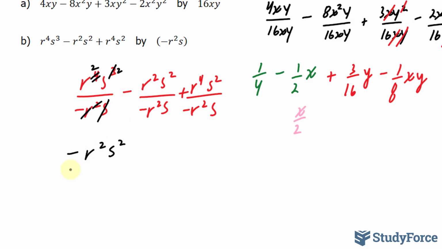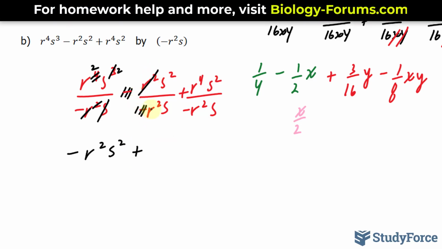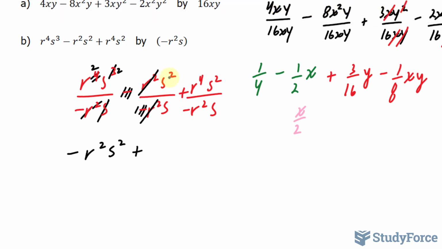Here we have these two negatives side by side. You don't need to write down these negatives. It can become a plus instead. The two r's cancel out since the exponents are the same. And one of these s's cancels out with the one at the bottom. So you're left with simply s.